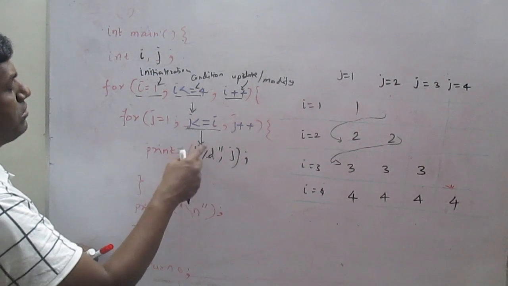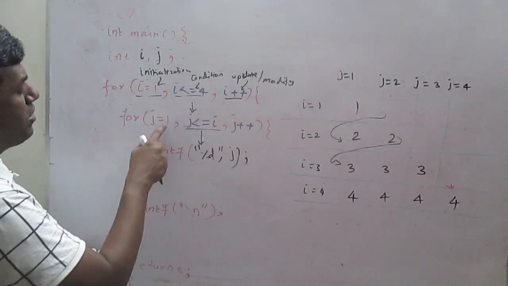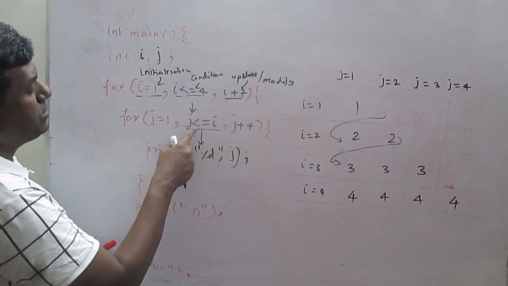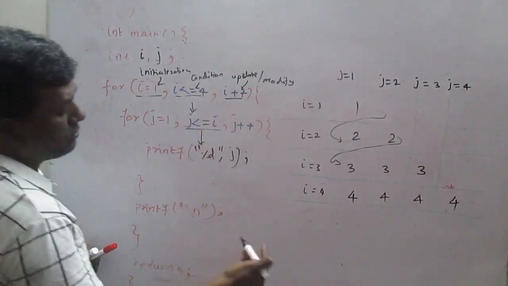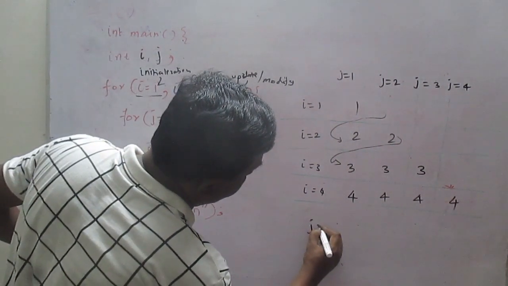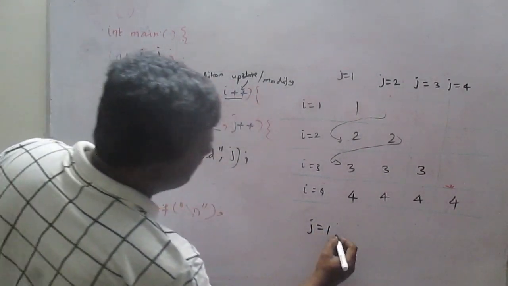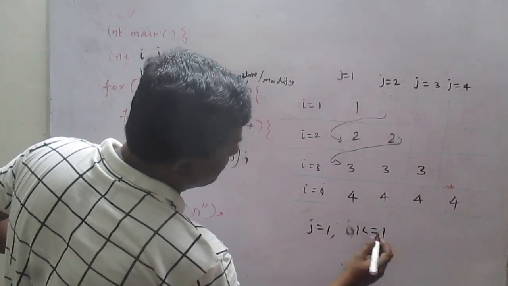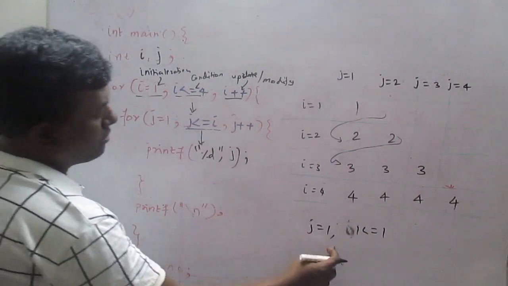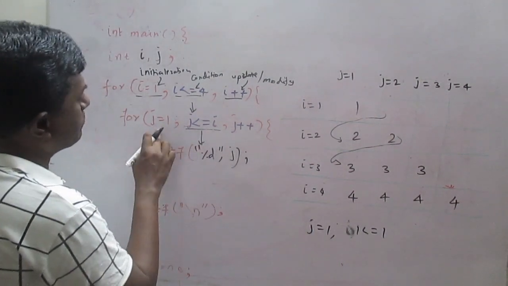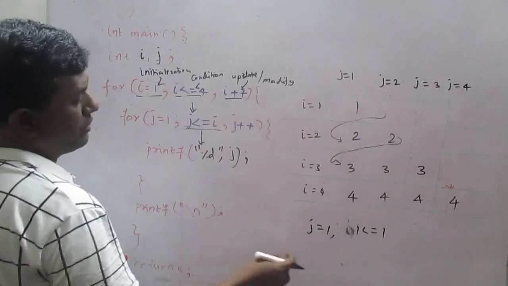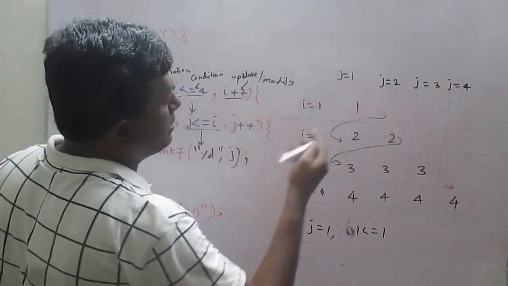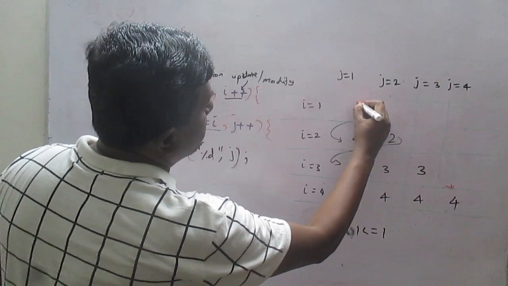When j equals 1, we are checking the condition: j less than or equal to i. So j is 1, and 1 less than or equal to 1, so the condition is true and we come inside. Since j is 1, j, that is 1, will be printed here.